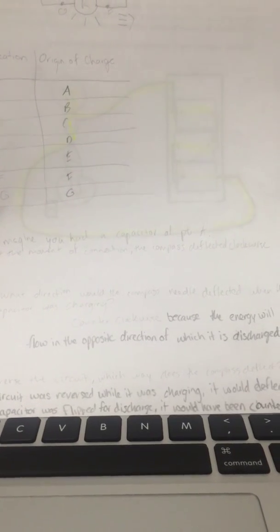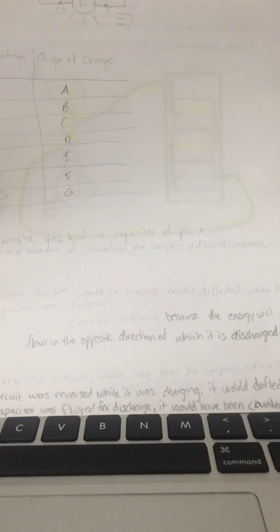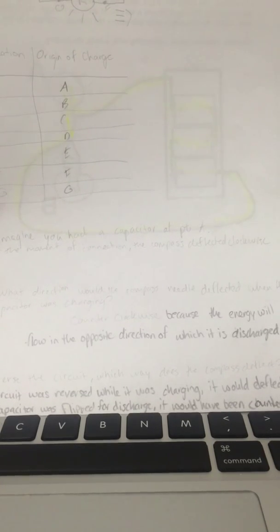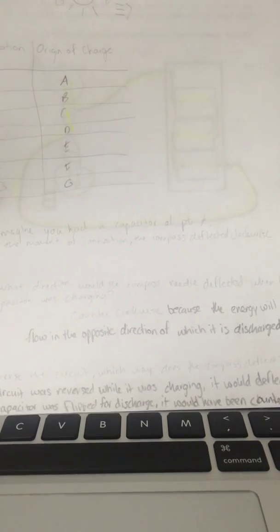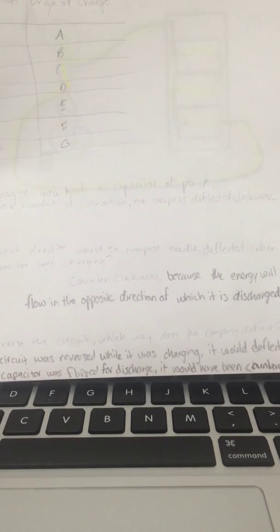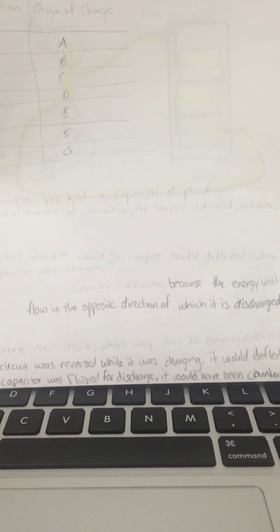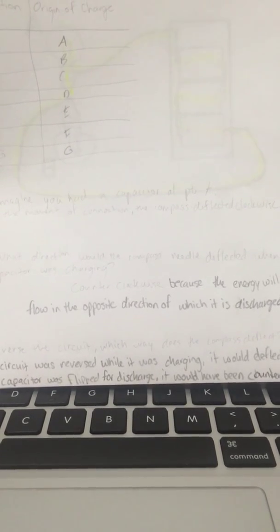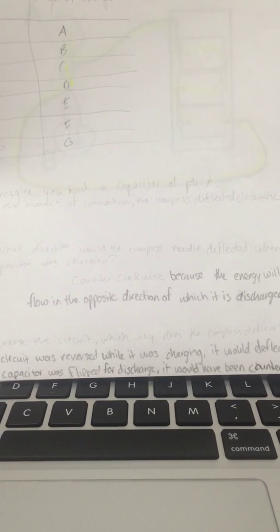And then for our next ones, we had: what direction would the compass needle deflect when the capacitor was charging? Because our diagram is of discharging, it would be the opposite. We had clockwise, so it's going to be counterclockwise now because we are charging as opposed to discharging. And in the reverse circuit, which way does the compass deflect? If the circuit was reversed while it was charging, it would deflect clockwise. And if the capacitor was flipped for discharge, it would have been counterclockwise.